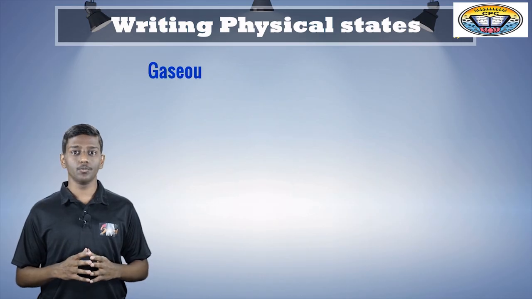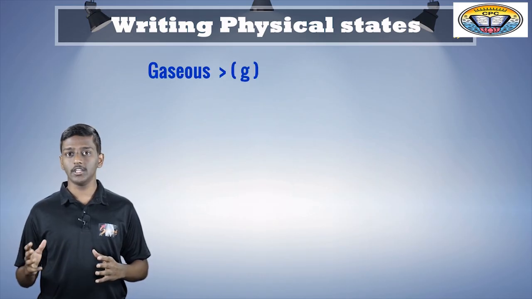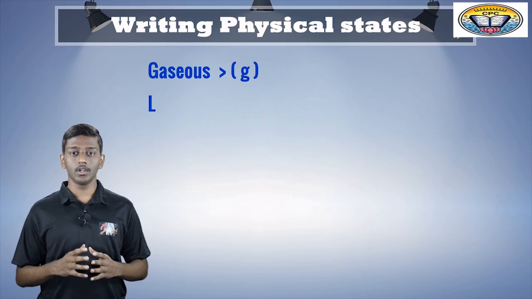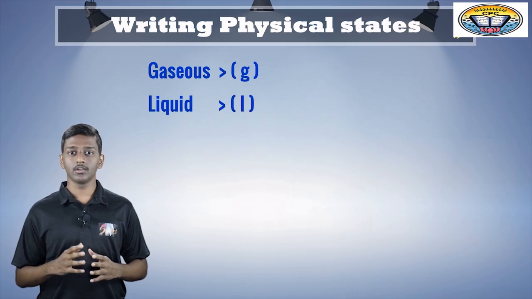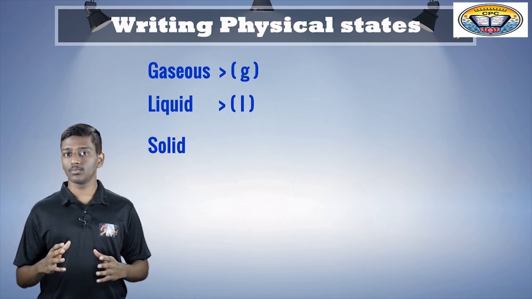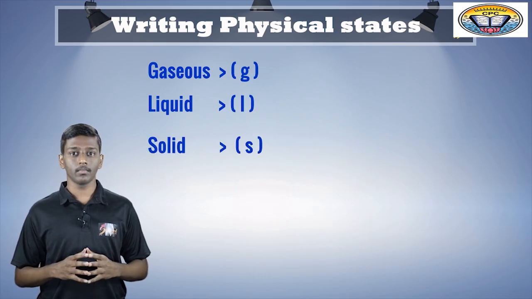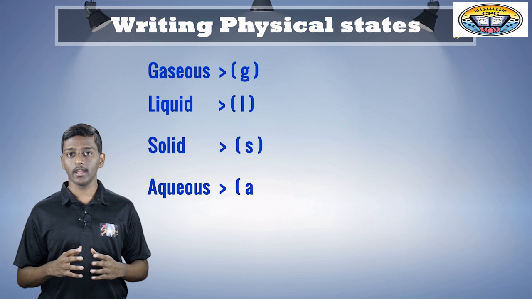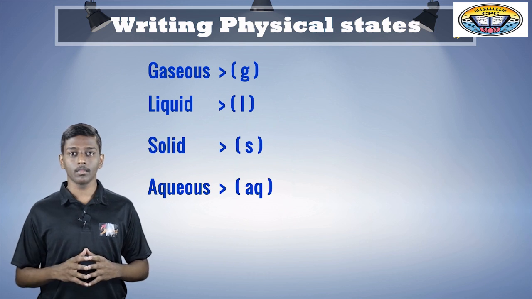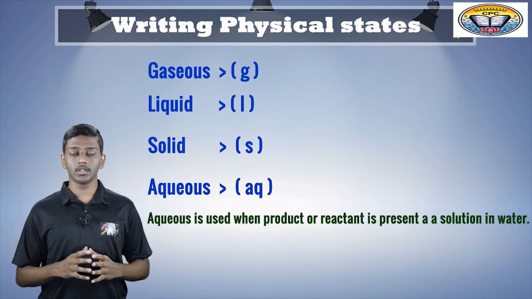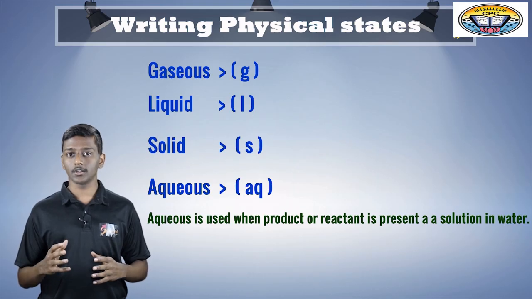For gaseous, we represent it by small g. Liquids we represent by small l. Solids by small s. And aqueous solutions by aq. Aqueous means the product or the reactant is present in a solution of water.